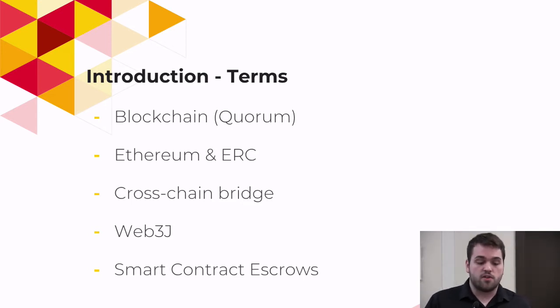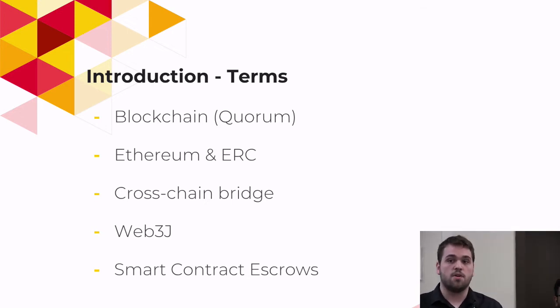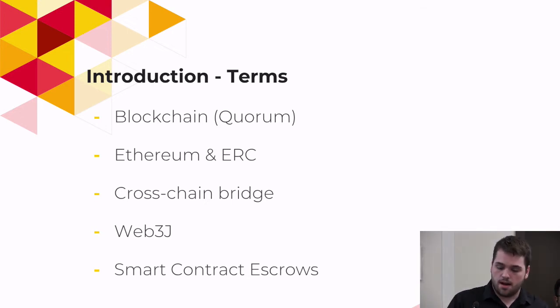Web3j is a Java Web3 injector. That's something that we're going to be using in order to use this bridge. And smart contract escrows. An escrow is sort of a place where you put money so two parties can reach an agreement about something. So say you had a Boolean basically that says this person agrees to this trade, this person agrees to this trade, and then the escrow actually will release the funds.